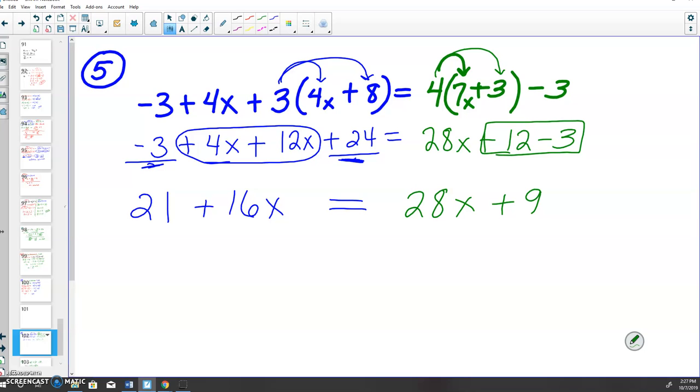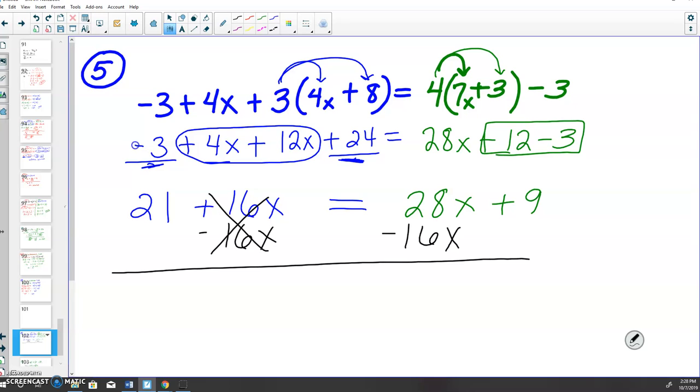So do I want to move 16 to the right side or 28 to the left side? 28 x. It's going to make it harder. No. I got that wrong. Okay, you want to move 16 to the right side? So how am I going to move 16 from the left to the right? Always add or subtract to move it from one side to the other.